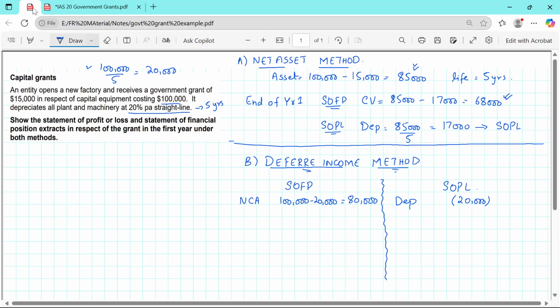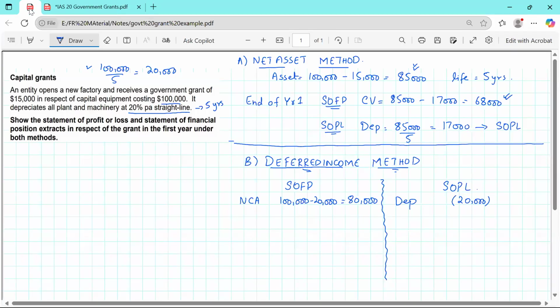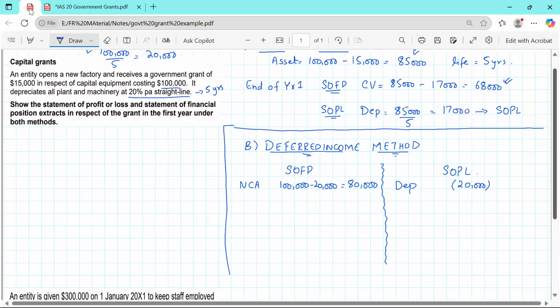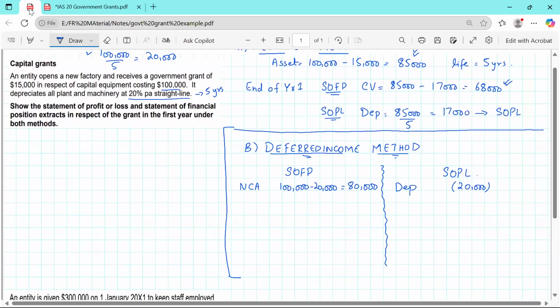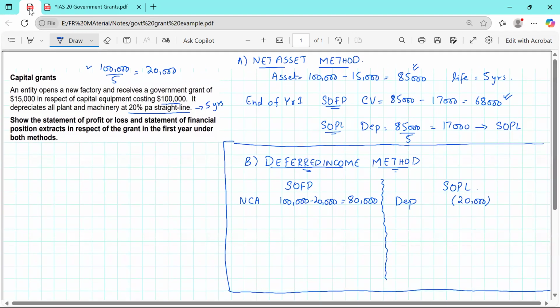Well, that is really, really important. This is what you need to understand. The first point that was mentioned here: set up a deferred income balance. What do you mean by deferred income balance? That is really crucial. This is what you need to understand. Now look, the government is supporting you, right? Government is giving you the grant, but is the grant free, where you don't need to do anything, or do you have to do something? You have to comply with the conditions of the government, right?